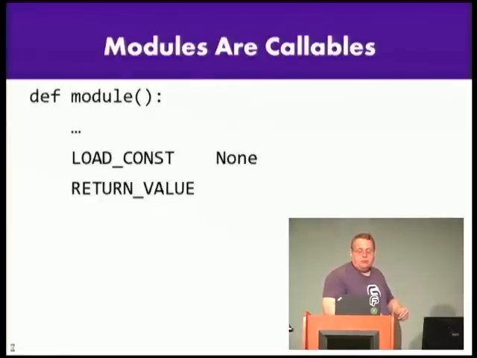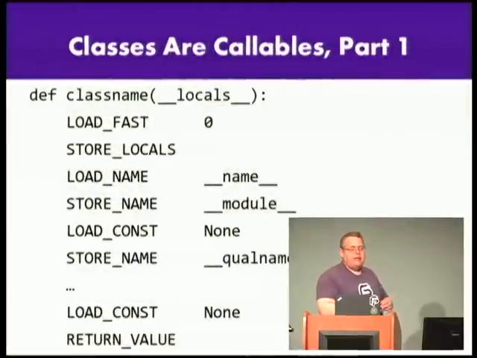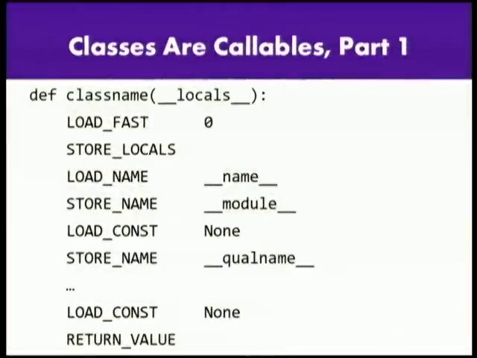Classes are slightly more interesting. A class, as a callable object, actually takes a parameter. The parameter is called dunder locals. And there's this boilerplate at the top of every class, and at the bottom, again, we return none, because classes don't return anything interesting. The next 4 instructions, there's load fast and store locals. I'm going to talk about those. Load name and store name, and load constant store name, that's setting up dunder module and dunder qual name, which are, again, boilerplate, and those are not interesting.